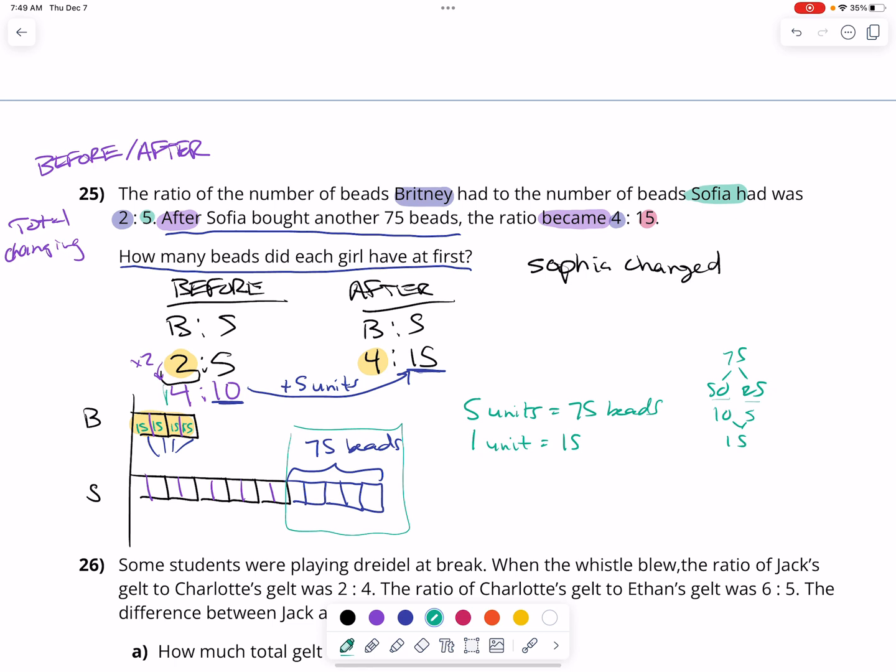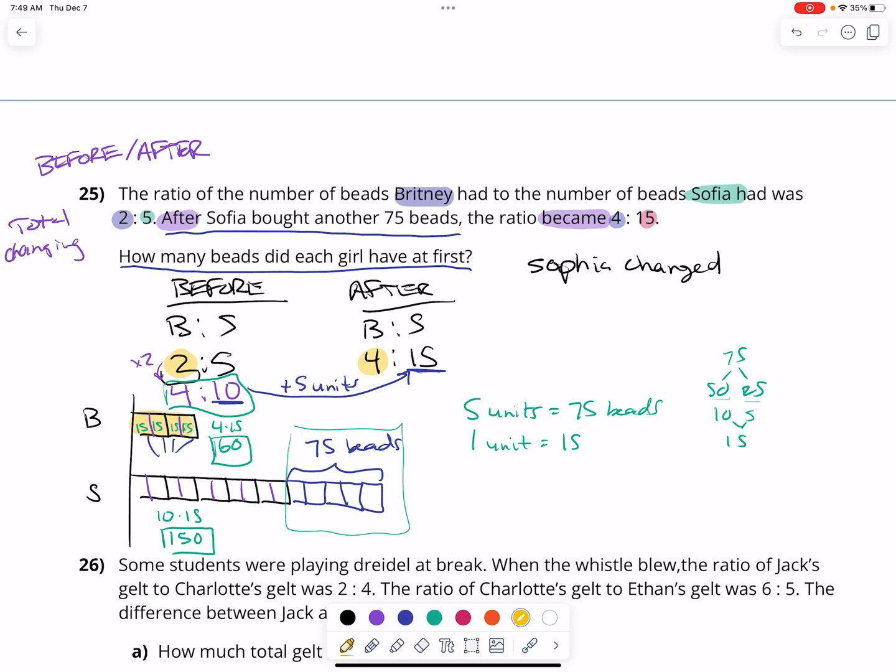And then we can use this ratio to figure it out. So at first, Brittany had 4 times 15, and 4 times 10 is 40, 4 times 5 is 20. So Brittany had 60 beads at first. And at first, Sophia had 10 units, so 10 times 15 is 150. So here we're able to calculate their values, and it was just a lot of little breadcrumbs along the way.